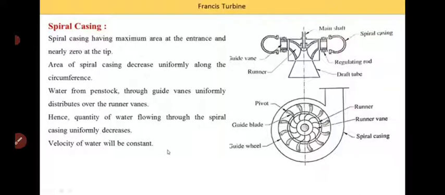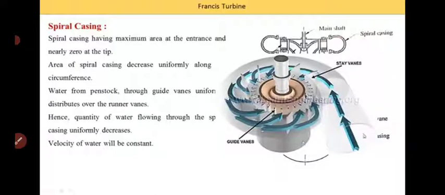So why does this velocity remain constant? If we think that the area of the casing is reduced continuously, then velocity should increase. But in this case, velocity remains constant because the quantity Q does not remain constant, because the quantity is continuously reduced when the water is moving ahead. Because some is supplied to the different guide vanes. That's why the quantity is reduced, the area is also reduced. That's why velocity remains constant in a spiral casing.